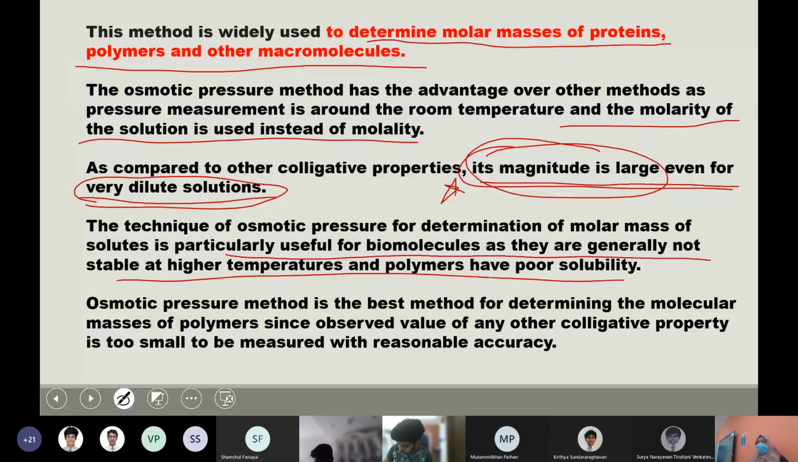So here the main point is that biomolecules, basically proteins, work inside a living system. So they have an optimum temperature to work. Especially if you take protein and you're heating protein, what happens? What will happen to protein if you're heating?